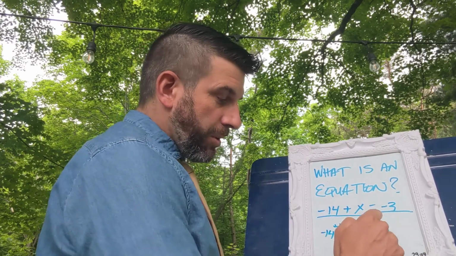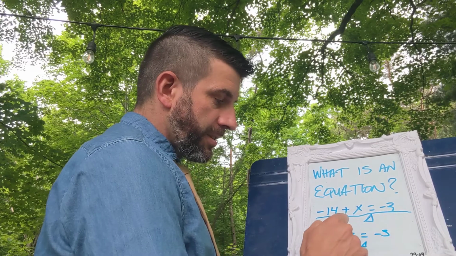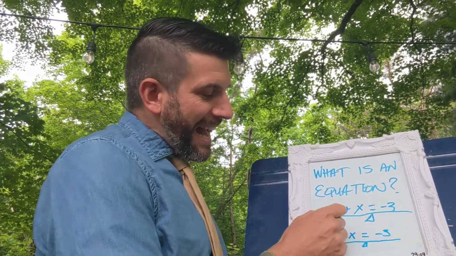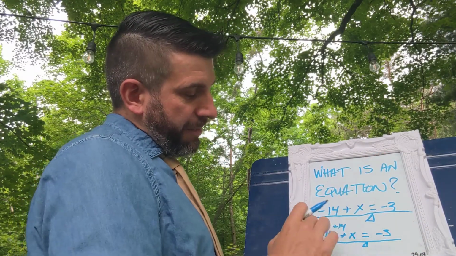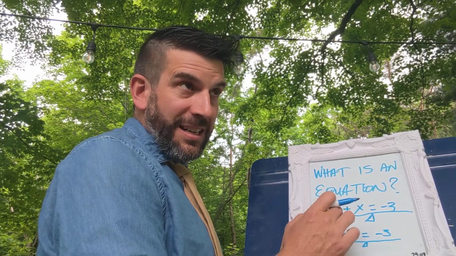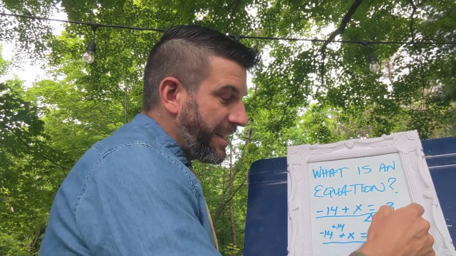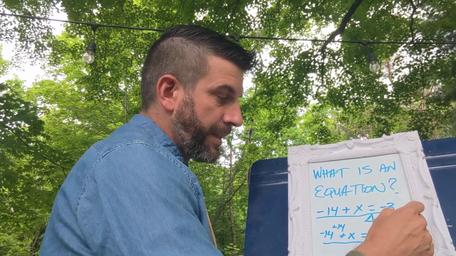Okay, now look what I've done though. If I'm using my balance, I've added 14 to this side, which means the balance is going to be heavy on this side, right? If minus 14 plus x weighs the same as minus 3, and I add 14 to one side, it's going to imbalance the equation, right? It's going to shoot down to this side. So I have to add 14 to this side.